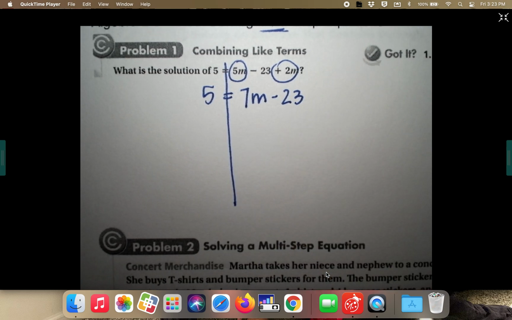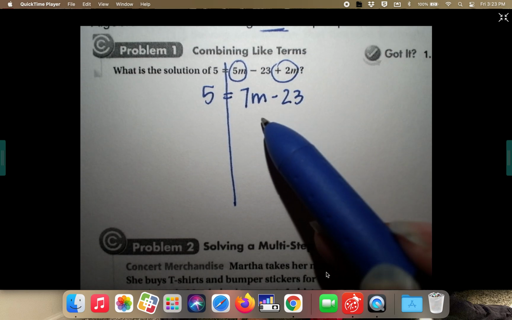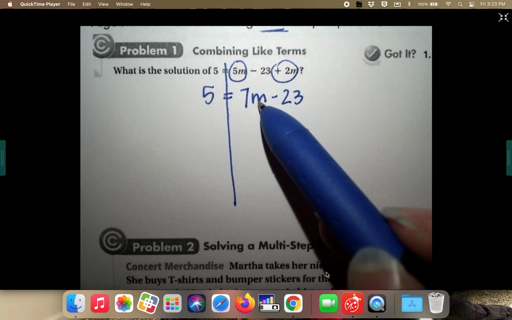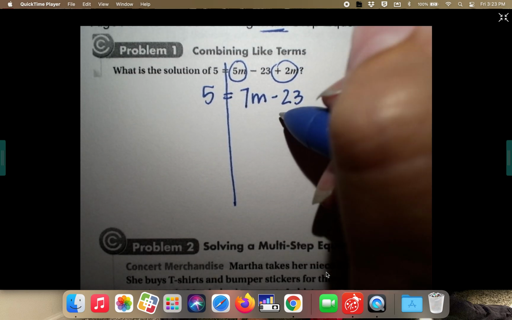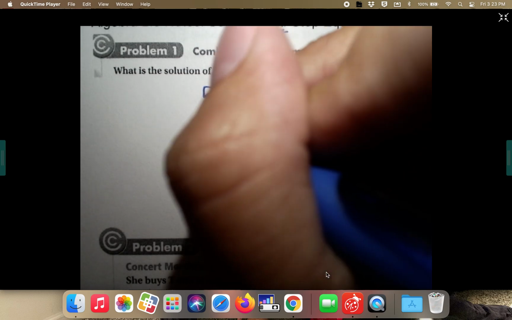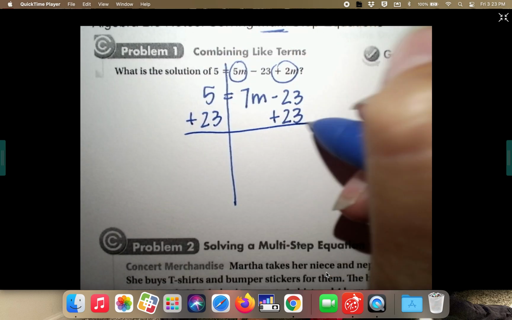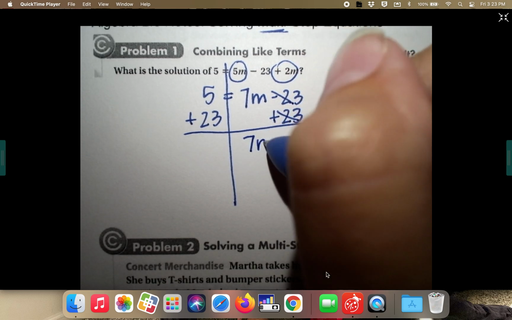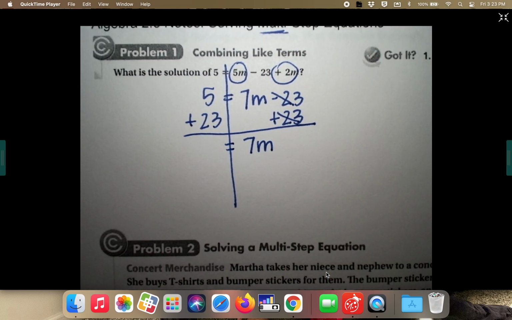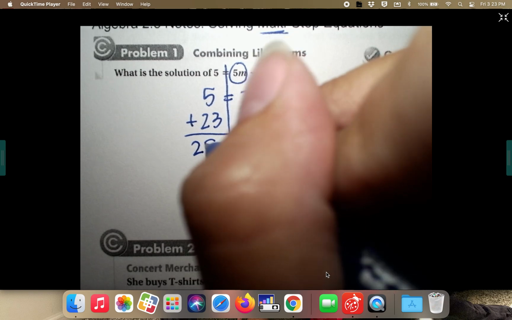And look what we've just done. Now we have a 2-step equation like we've had the other day. So we are going to look at our grouping, keep that together, and get rid of the minus 23 by doing plus 23 on both sides. Bring down your 7m. 5 plus 23 is 28.